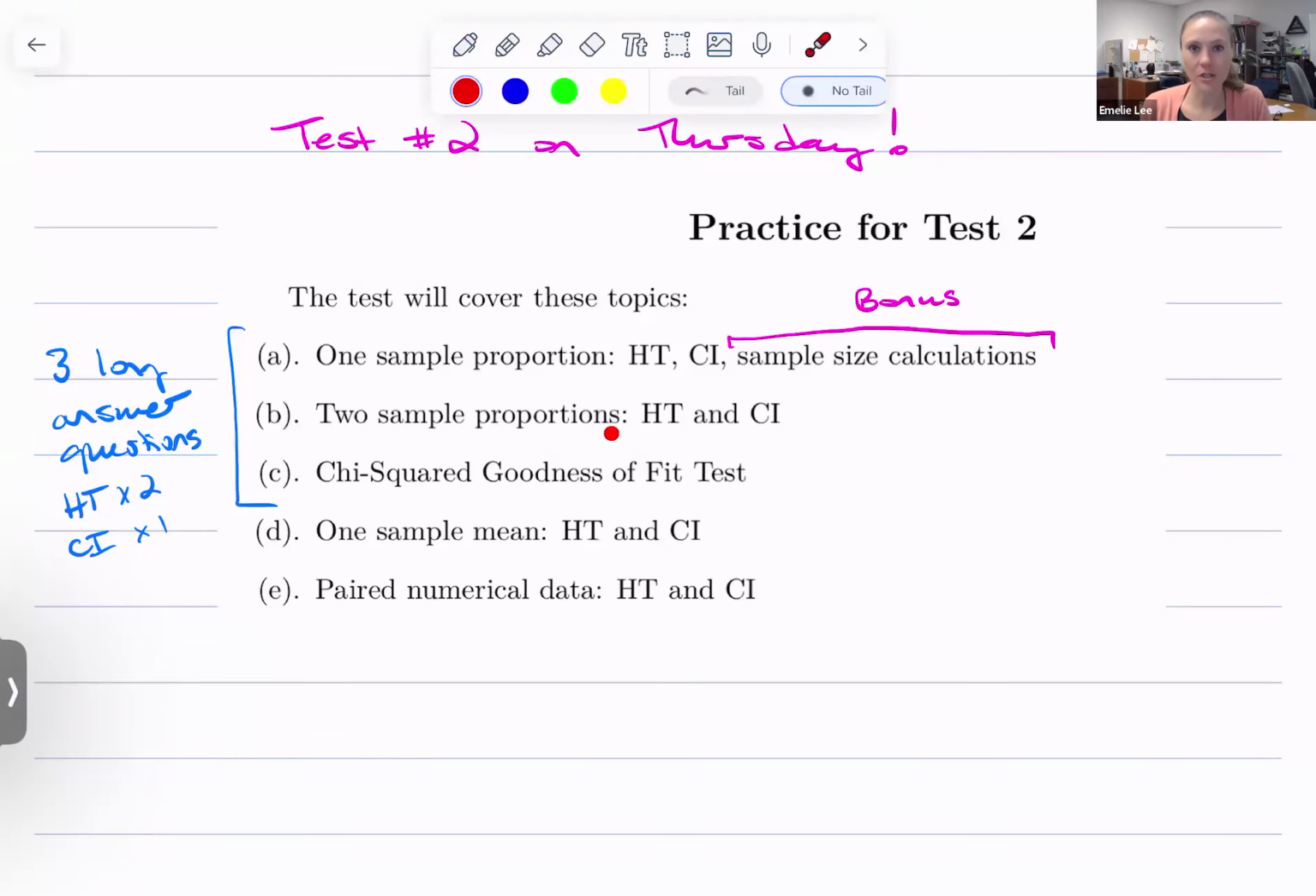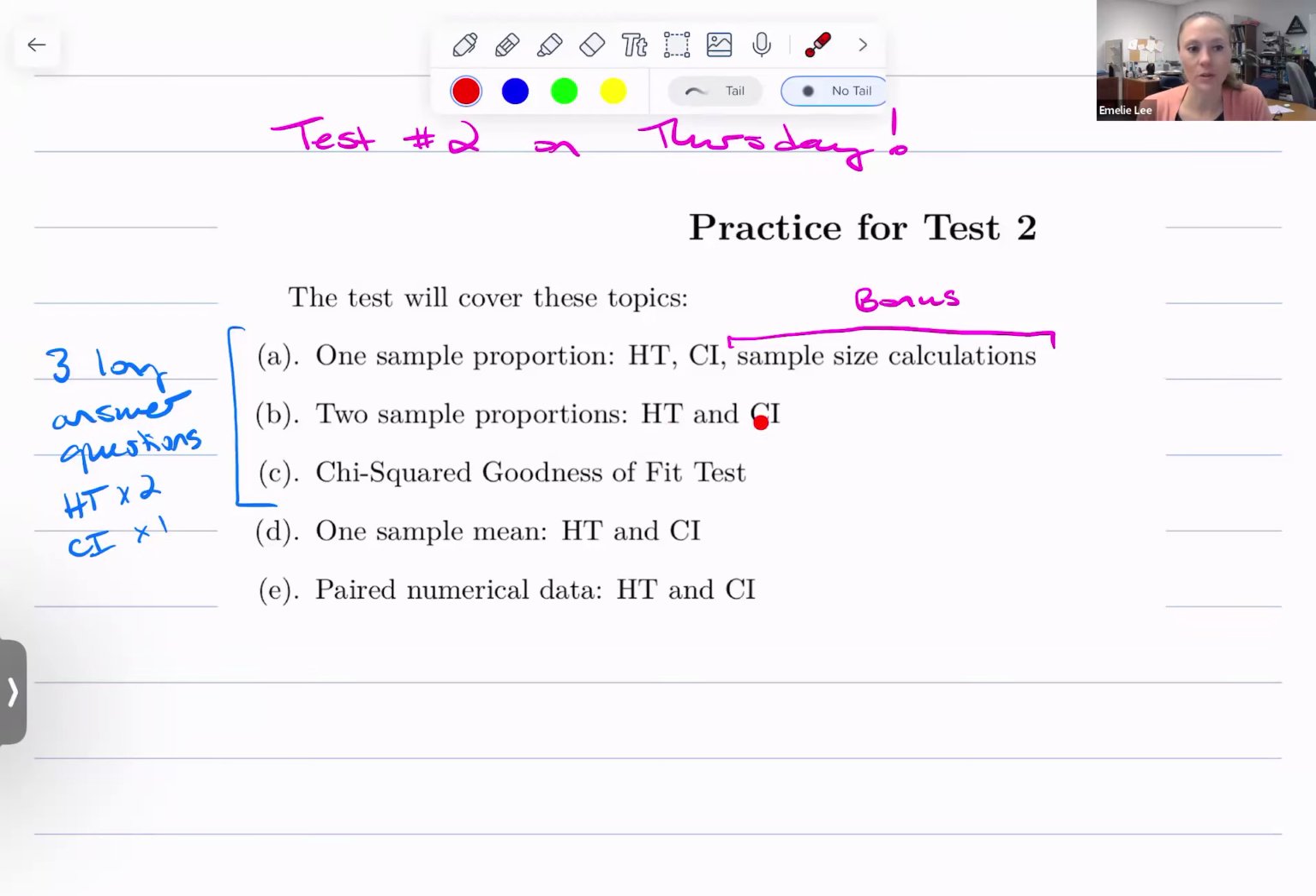2 sample proportions. Right now it's tricky because we have information from 2 samples, and so then we need to keep track of which sample gave us which information, and usually we want to compare those 2 proportions. Are they significantly different from each other, or is one less than the other, or is one more than the other, which is the same thing? Or we can make a confidence interval for 2 sample proportions, right?